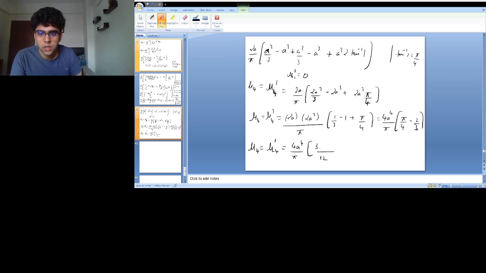So this becomes 3 pi minus 8, 4 into 8. I'm just taking the LCM. So this gives me, cancelling 4 and 12, I'll be left with 3 in the denominator. So this becomes a to the power 4 into 3 pi minus 8 upon this pi and this 3. This gives me 3 pi. So I can just separate this out. This gives me a to the power 4 into 1 minus 8 upon 3 pi.